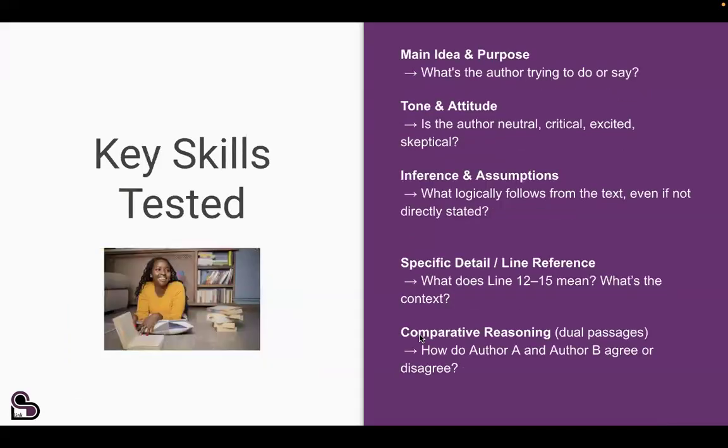The key skills that are tested are the main idea or purpose. What's the author trying to do or say? The tone or attitude. Is the author neutral, critical, excited, or skeptical? Inference or assumptions. What logically follows from the text, even if not directly stated? And specific detail or line reference. What does lines 12 to 15 mean, and what's the context? Comparative reasoning is the dual passage one: how do author A and author B agree or disagree? So those are a synopsis, a 101, if you will, of what we're looking at.